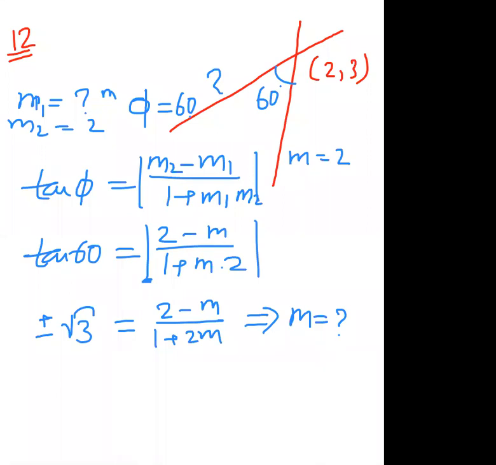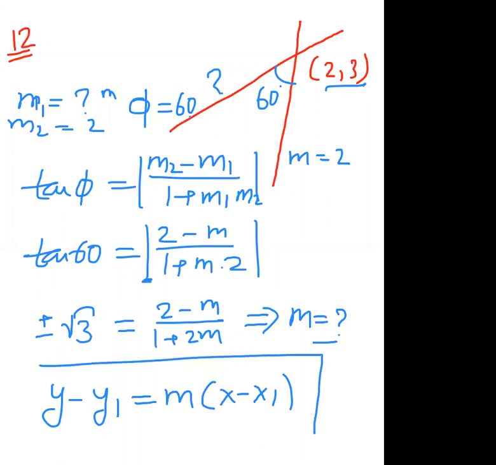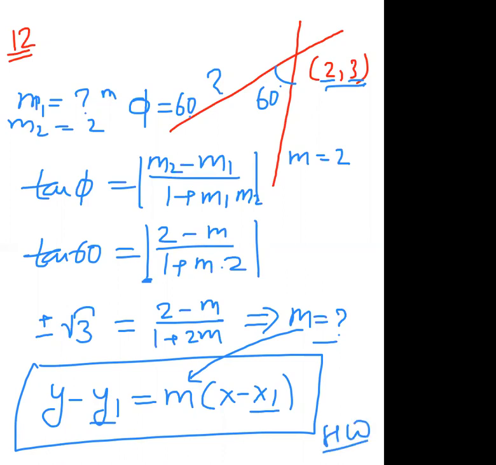So the equation of the line will be: it is passing through a point and its slope will be coming. So y minus y1 equals m times x minus x1, the point-slope form. x1, y1 will be 2 and 3, and m you are calculating from here. So with this, we will be able to get the answer for this question.